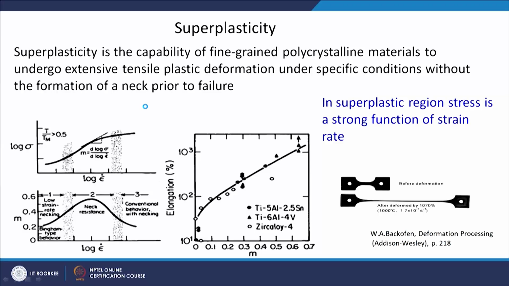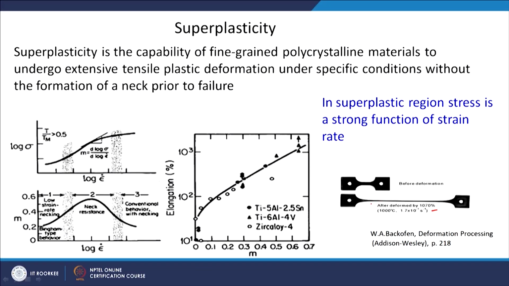If you see the sample, which was initially of this size, after deformation it has shown a deformation of around 1000%. That is very high elongation. In normal engineering alloys, high ductility means 30-40%. If some alloy is showing 30-40% elongation, that is considered very good ductility, whereas in this particular condition the elongation is around 1000%.